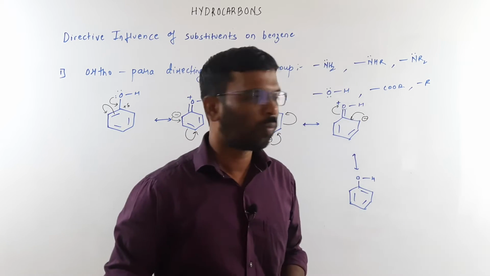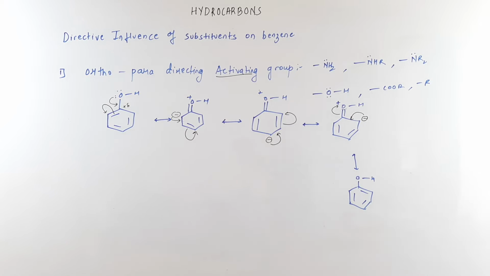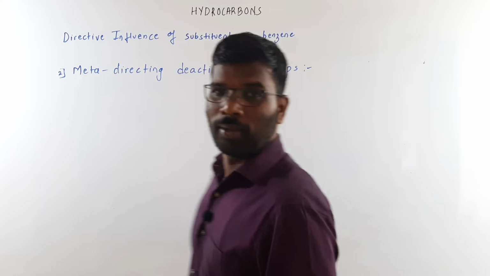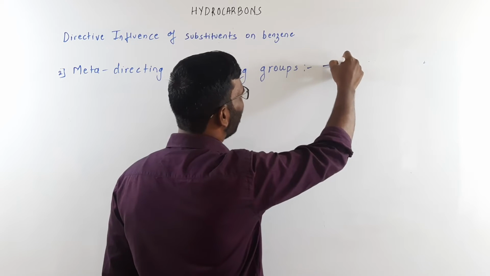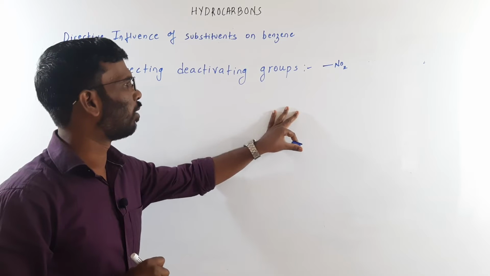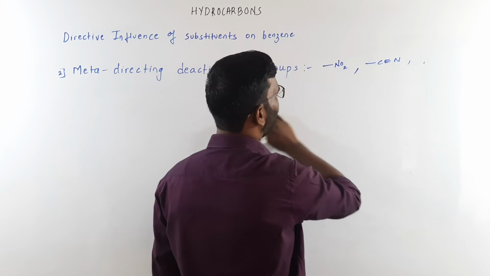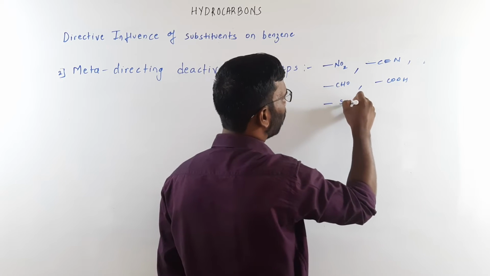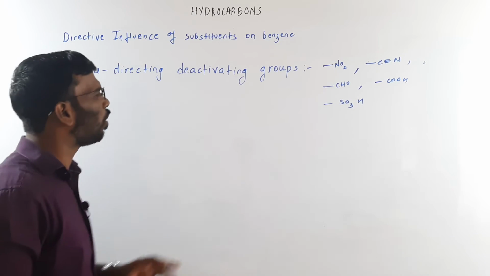Next, let us understand what meta directing deactivating groups are. Examples are, right, the groups which will deactivate, and the incoming electrophile will be directed towards the meta position with respect to this group. NO2, then there is cyanide, then you can also consider CHO, that is the aldehydic group, or the carboxylic group, or this group. There are many more. These are the groups which will show meta directing. And why is it called deactivating? Let us have a look.